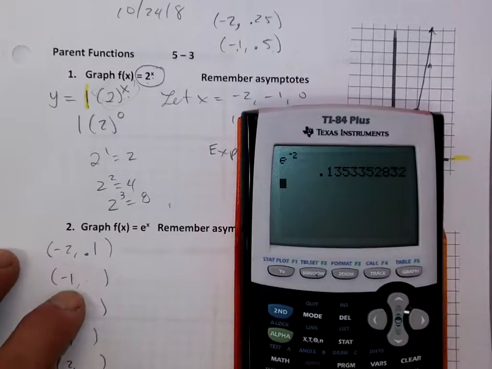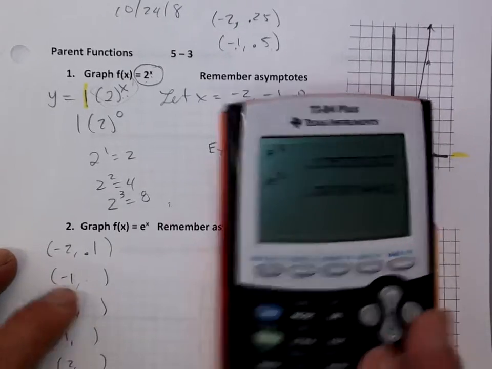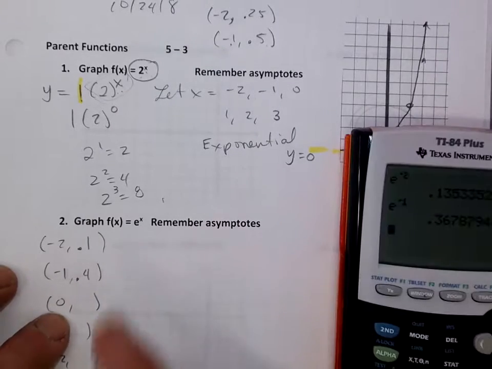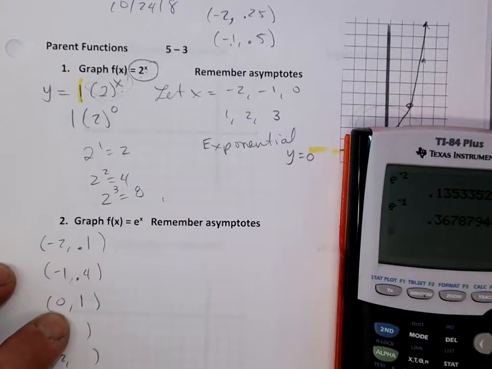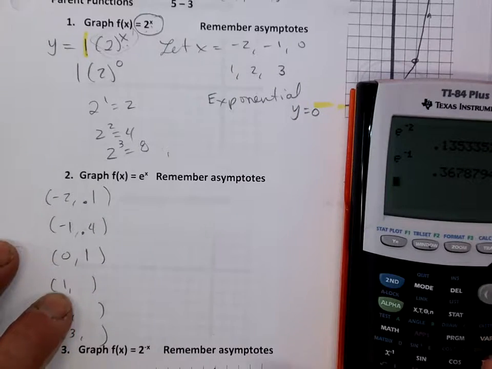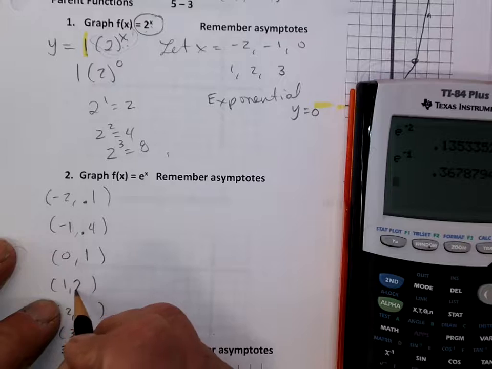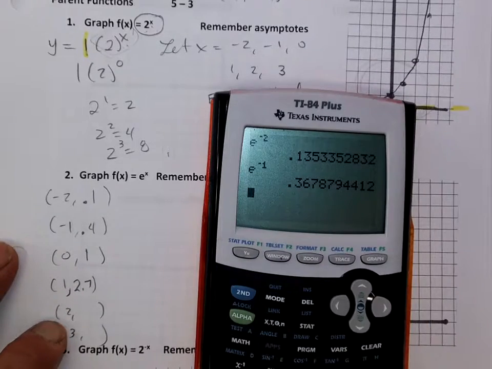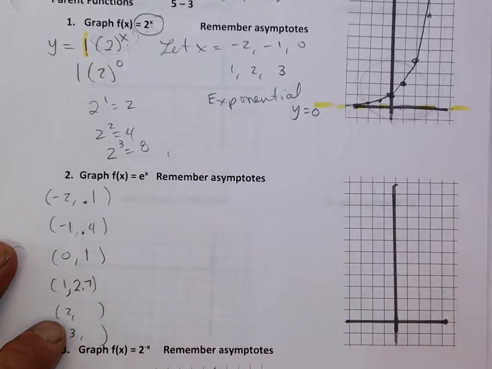Now I can do e to the -1, about 0.3, about 0.4. E to the 0 is 1. I know that. Anything to the 0 power is 1. E to the 1 is about 2.7. You can check it on your calculator. E to the 2, I don't know what that is. Let's try it. E to the 2 is about 7.4.